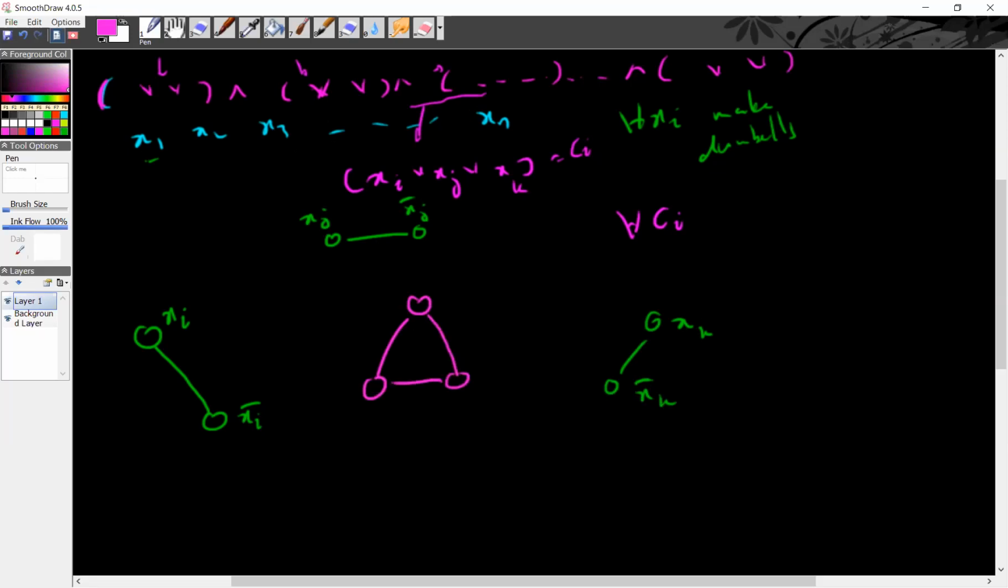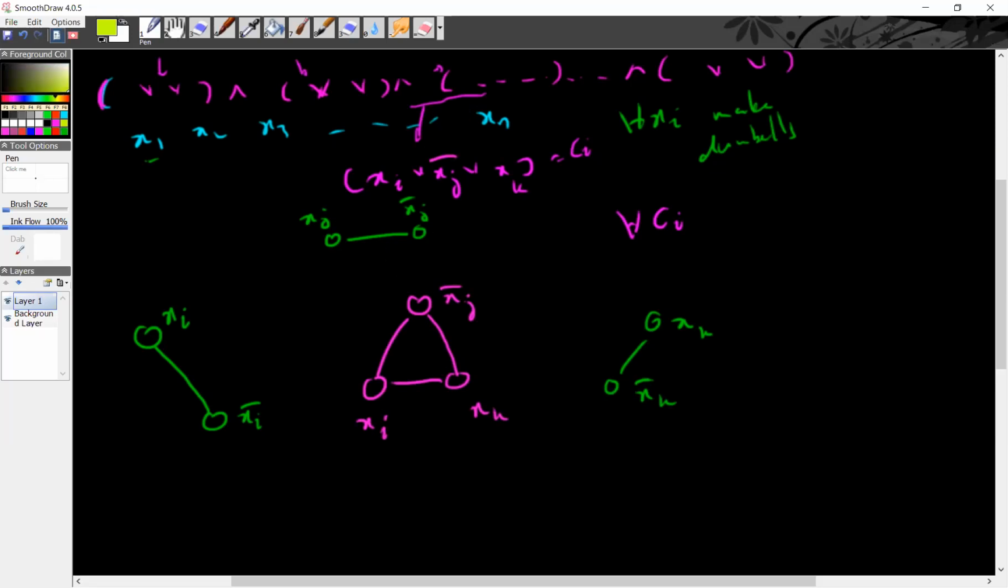Okay. Now for this triangle, what I'm going to do is label them. So this one, let's call it x. Oh wait, let me make it more interesting. Let's say this is the not xj variable. Let's say this is the xk variable, and this is the xi variable. Okay. Now you make a triangle.